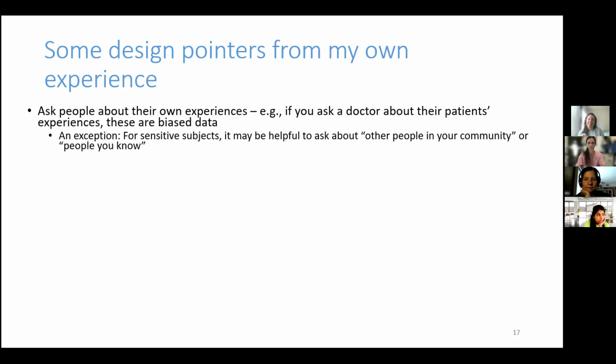I will say an exception is for really sensitive subjects. It is sometimes in a qualitative interview helpful to ask about other people in your community or people you know. An example is I'm developing an interview guide right now about vaccine hesitancy. And it's really direct to ask someone, do you hesitate to vaccinate your own child? So we have some lead-in questions like, do you know any parents who've hesitated to vaccinate their child? What are some of the reasons why? Or have you heard about other people who, for religious reasons, didn't want to vaccinate their child? So sometimes with really sensitive stuff, it can be helpful to ask about other people, but generally speaking, I would say ask people about what they can tell you about.